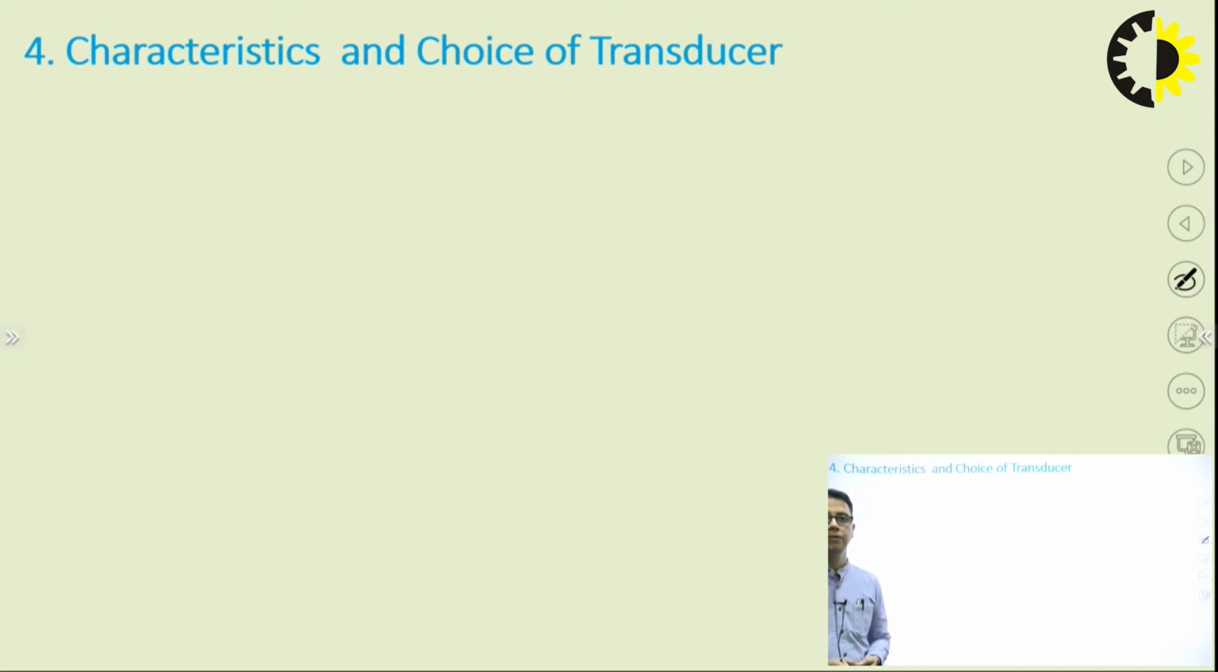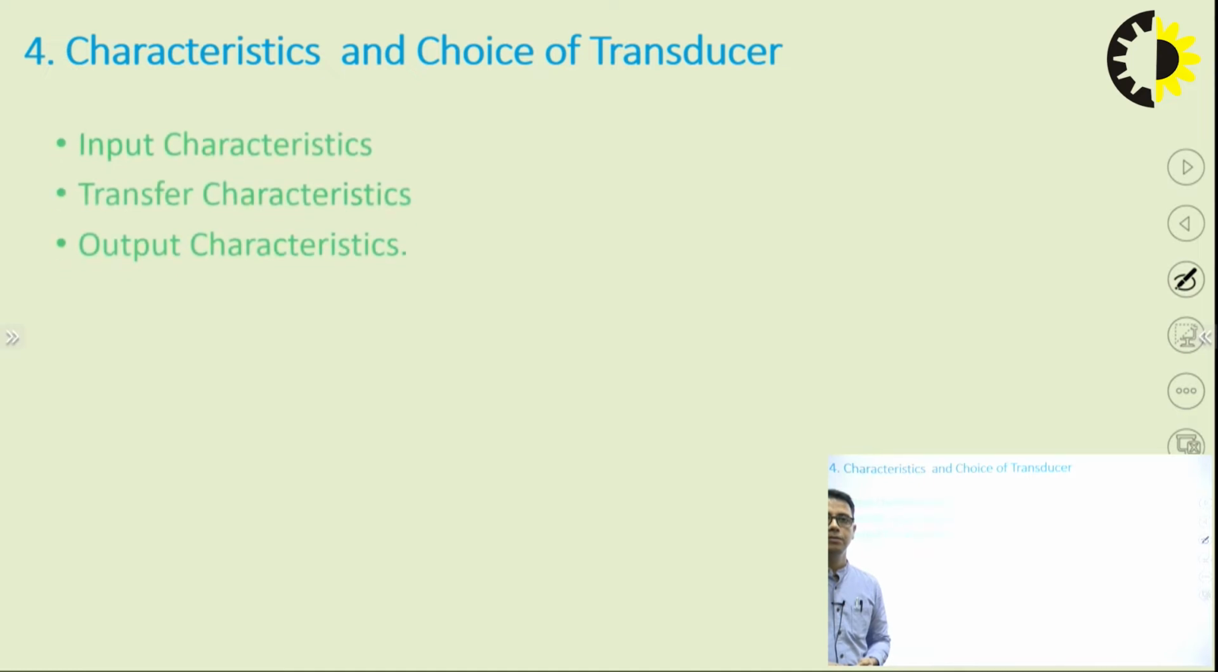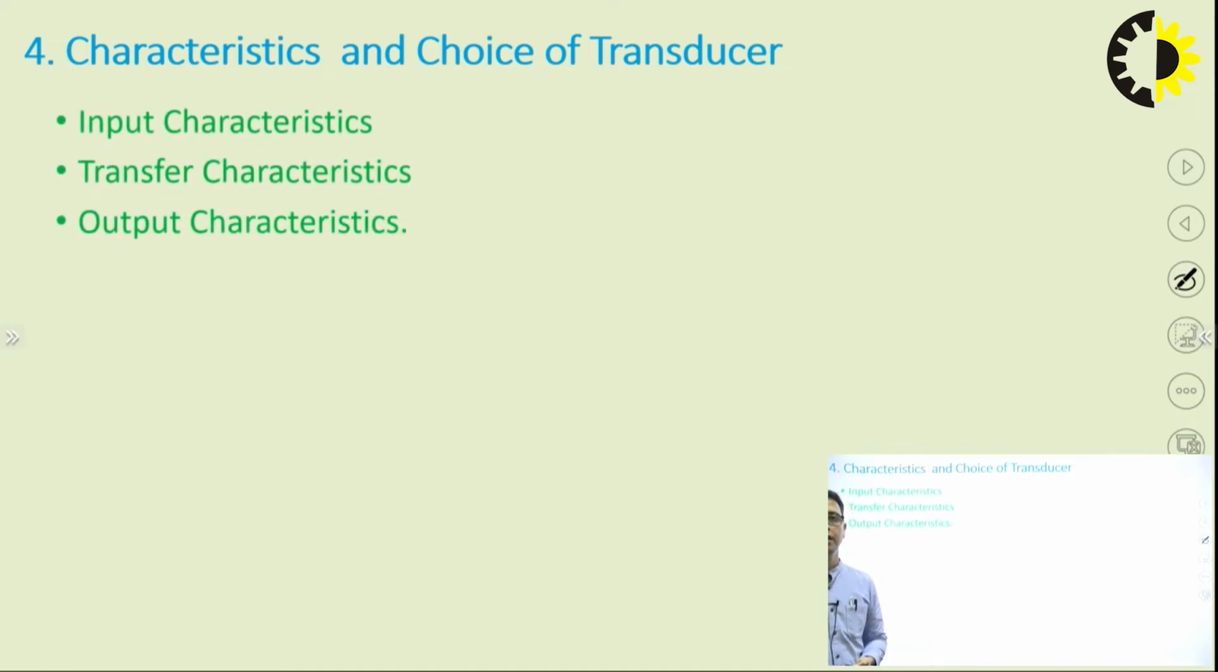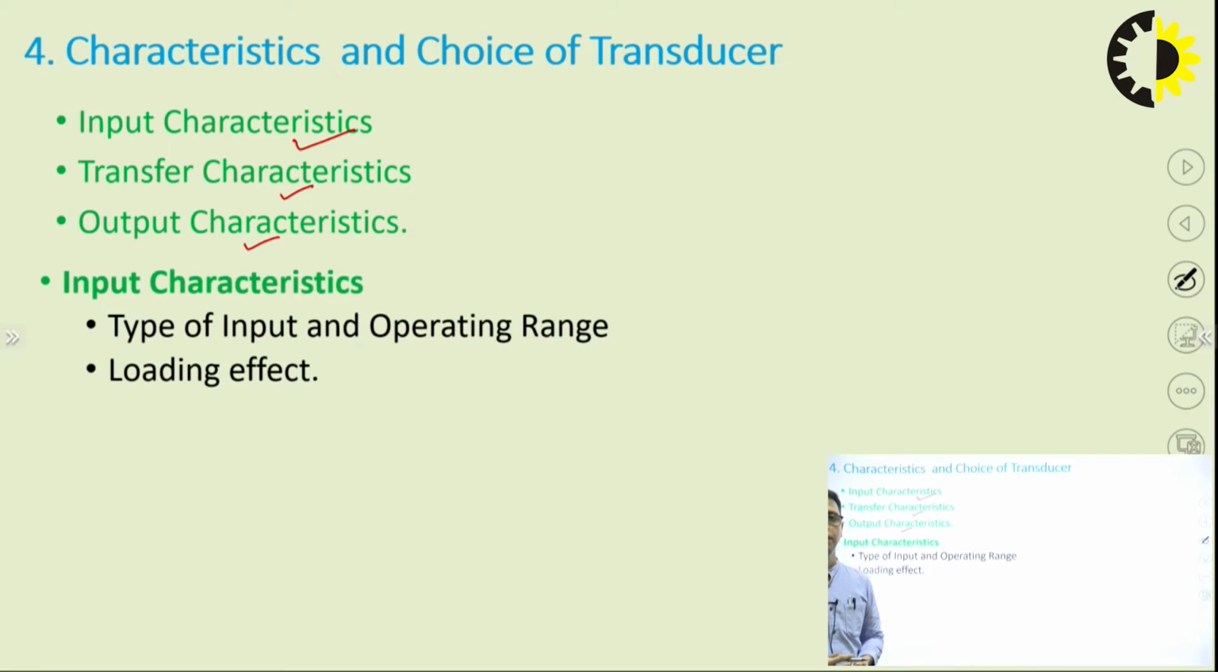Next is, what are the basic characteristics of a transducer? These characteristics can be classified as input, transfer and output characteristics. So what are input characteristics? Under this category we have the type of input, the operating range and the loading effects on the transducer.